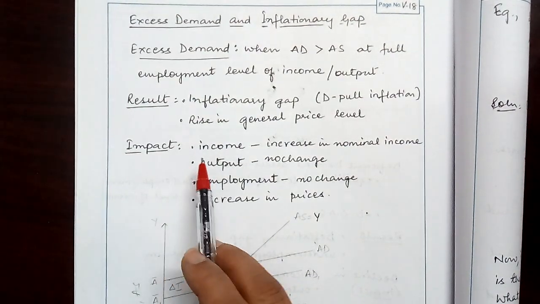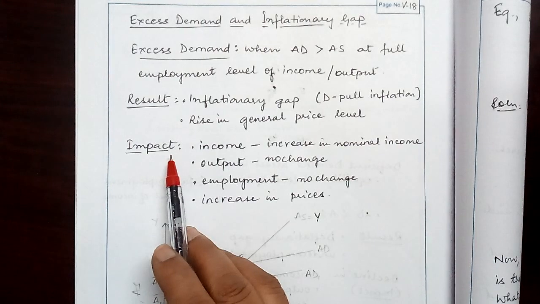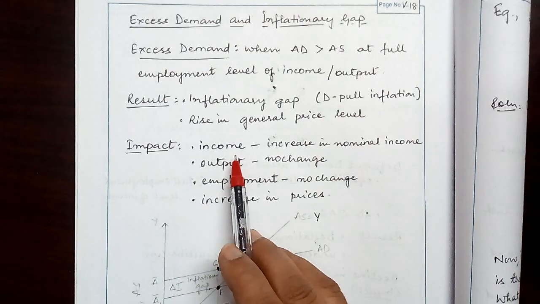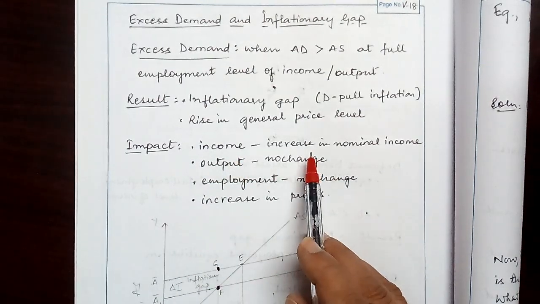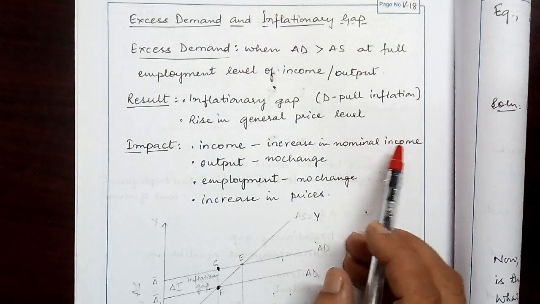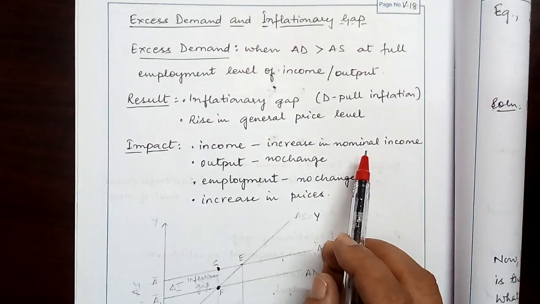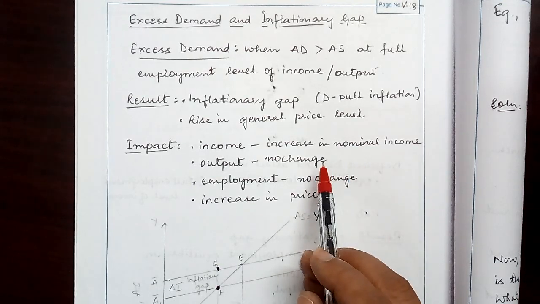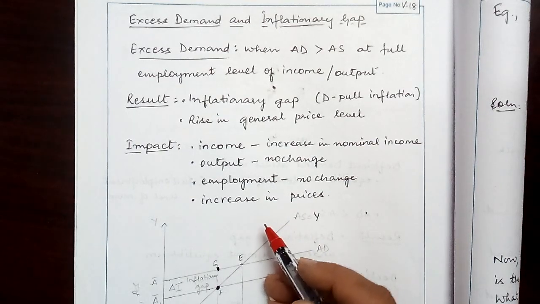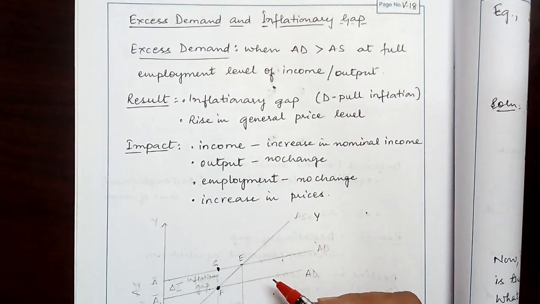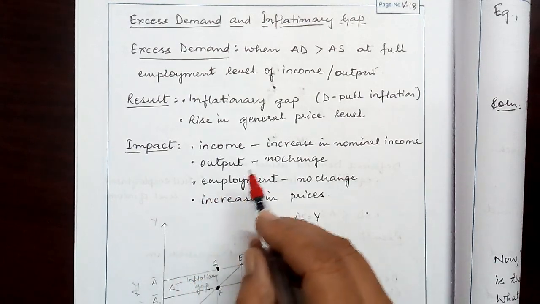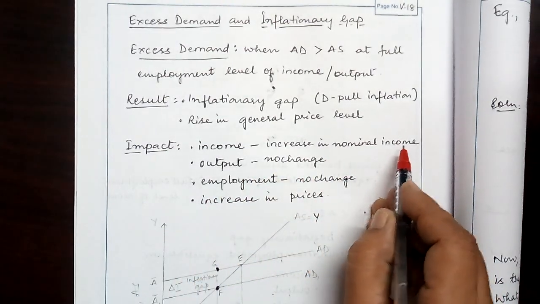Now, the impact of this excess demand in the economy would result in an increase in nominal income, the real income remaining the same. Because it cannot increase, as there is full employment level of output, which is the largest output that the economy is capable of producing when all resources are fully utilized. Hence, excess demand would result in an increase in nominal income.